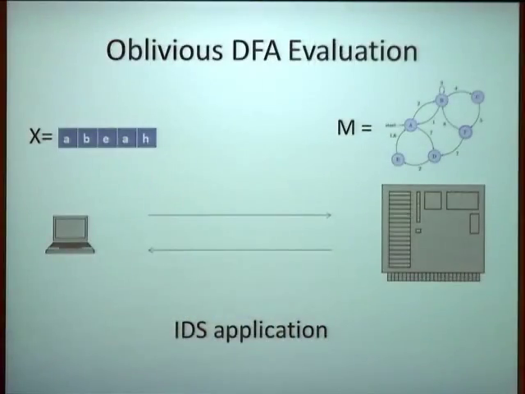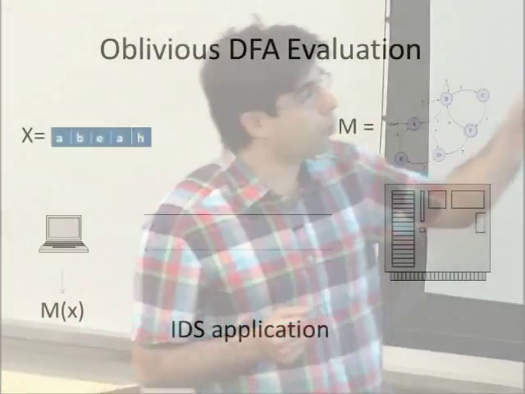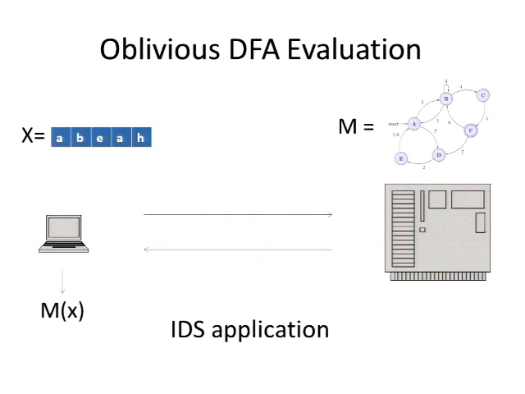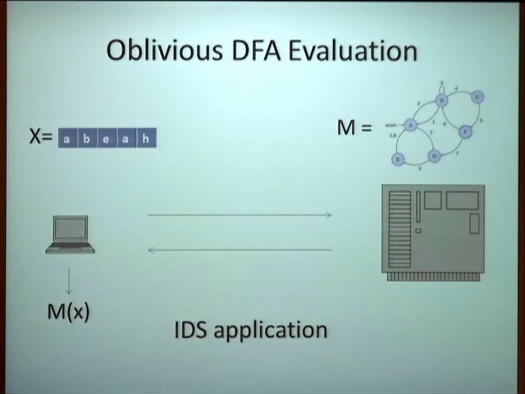And then you can think of it in both directions. Here is our client, a small laptop, and then we have the server. You can think of the input string being held by the client and the DFA being held by the server. The goal is for them to evaluate the DFA on that input string and let the client learn the output of the computation.